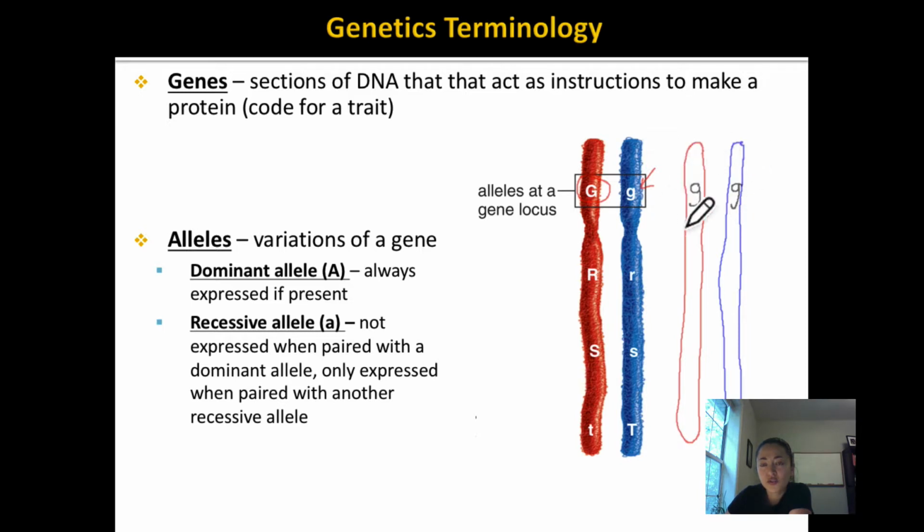If the individual looked like this, would they be able to express that dominant allele? Well, no. The only possibility is that they express the recessive allele, because that's the only thing present in them. So only in this situation, if both copies of their gene are recessive, will they be able to express that variation of the gene. As you can see, the presence of dominant alleles and recessive alleles determines how an individual will look.